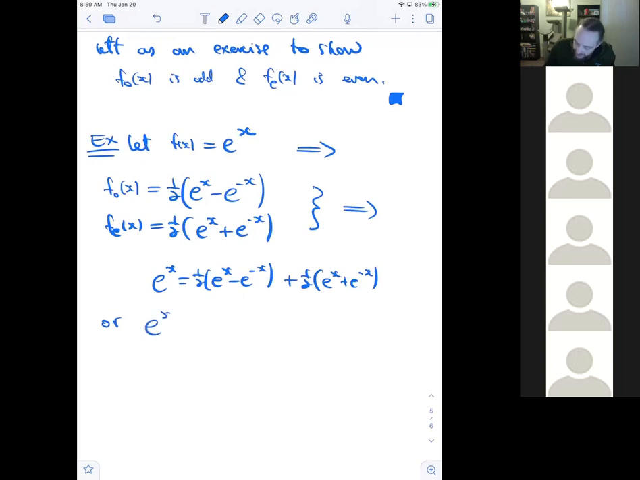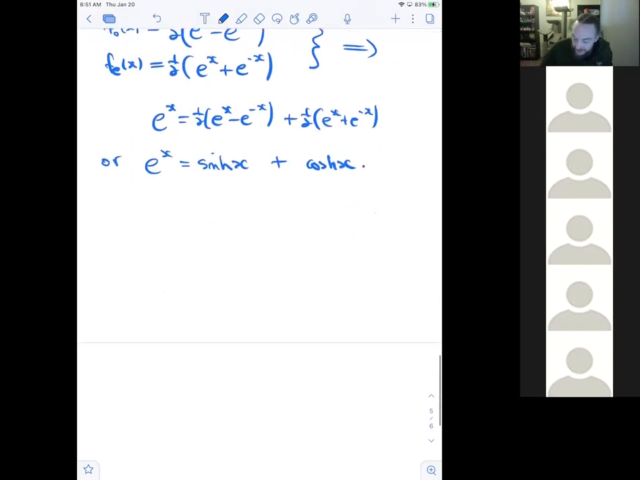or e to the x is equal to sine hyperbolic x plus cos hyperbolic x. Cos hyperbolic and sine hyperbolic are the even and odd part of e to the x respectively. This is where they're coming from. The hyperbolic term comes from where we traverse on the unit circle versus the unit hyperbola. I'll get there in a second.